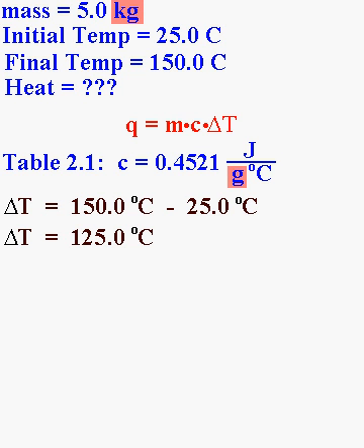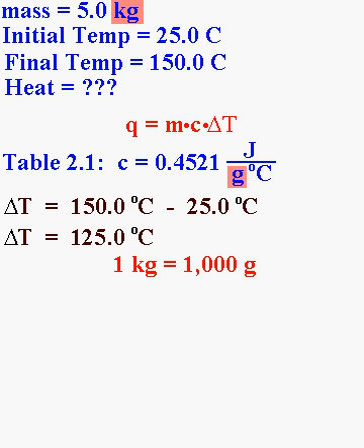I'm going to convert the mass. Let's convert the mass from 5.0 kilograms into grams. To do that, we need the relationship between kilograms and grams. That's easy. That comes from the metric system. 1 kilogram is the same thing as 1,000 grams.